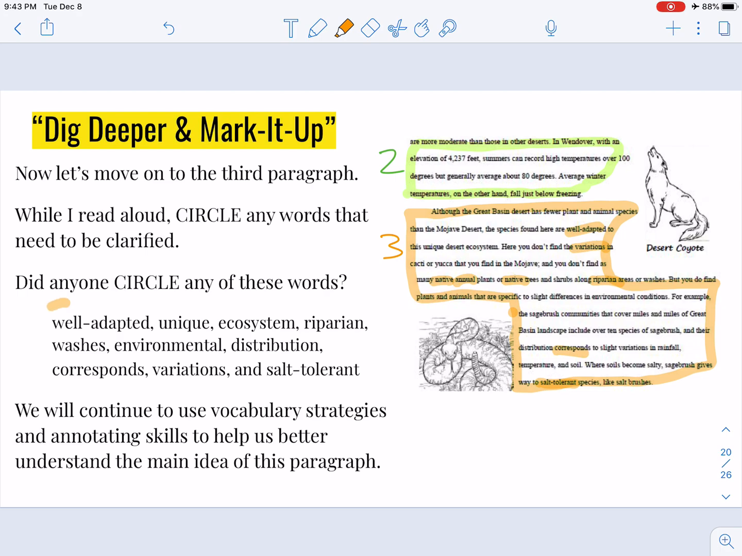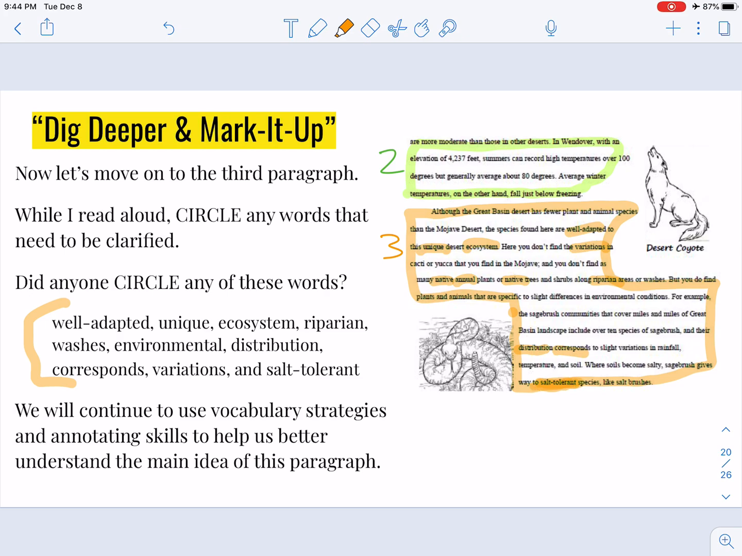Now, these are some examples of words that you might have circled or highlighted to give yourself a little bit of a hint. I made sure that I did well adapted, unique, ecosystem, variations, and riparian. I also did native and annual just to remind myself what those two mean. I used corresponds. They wanted me to also talk about distribution, and then finally salt tolerant, which is down here. It's a little harder to see because it's already been highlighted, but it's a little darker right there.